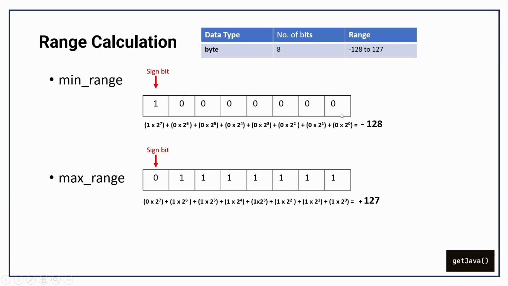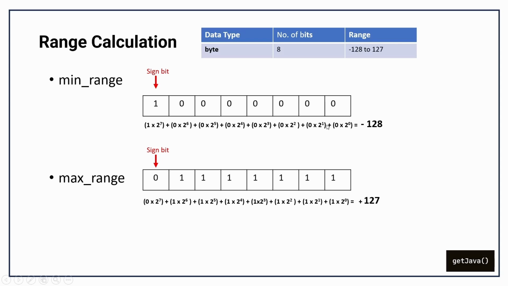Now we have to calculate the range. What is the range for this min and max? For calculating, we start from the rightmost bit. We take the value and multiply it by 2 raised to 0. Why 2 raised to 0? Because the rightmost bit starts from 0 and it increases: 1, 2, 3, 4, 5, 6, 7. Why are we using 2? Because it's the binary number system and it has base 2. It can hold only 0 or 1. So that's why we are using 2.